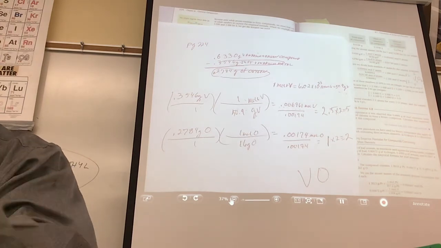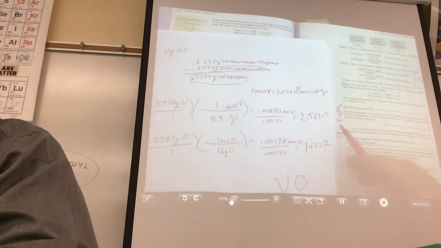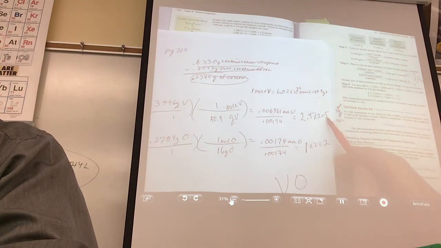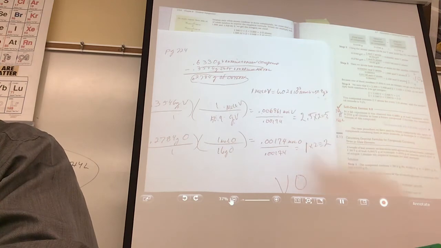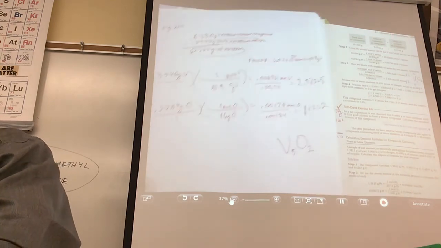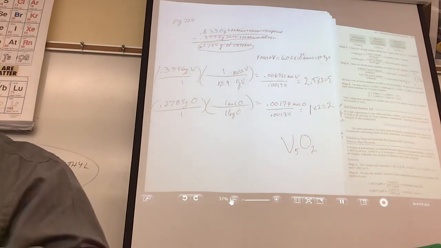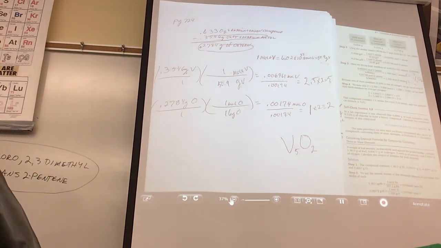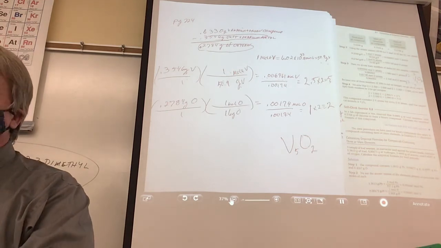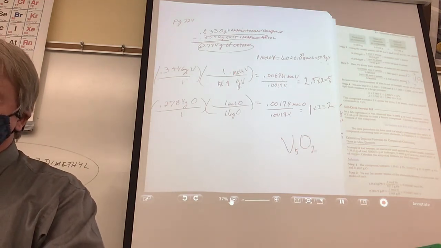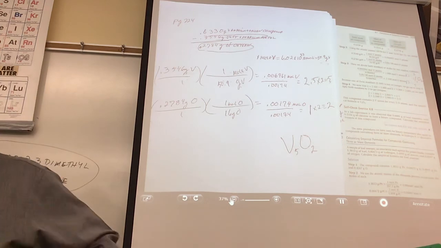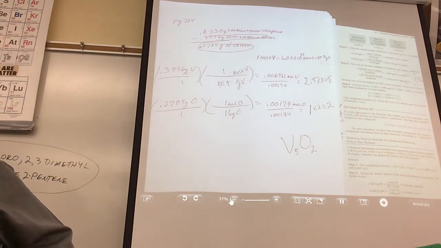All right, so I'm done. Watch. My analysis says in this compound for every 5 moles of vanadium, it'll combine with how many? 2 moles of oxygen. I did it. I found the name, I found this compound. Now, I do believe I have $1. I will give $1 to the first person to give me the name of this compound.